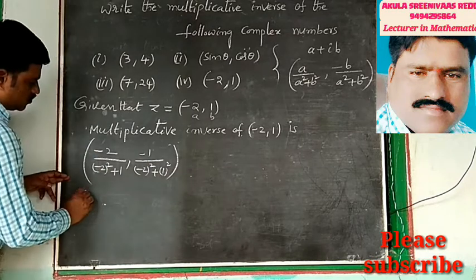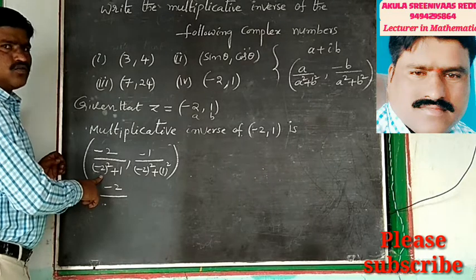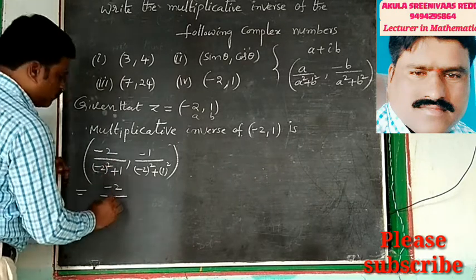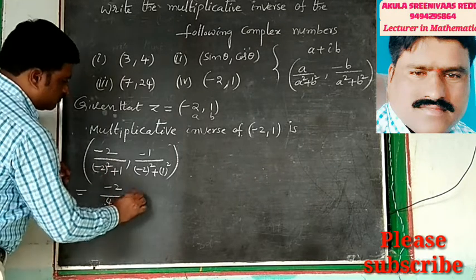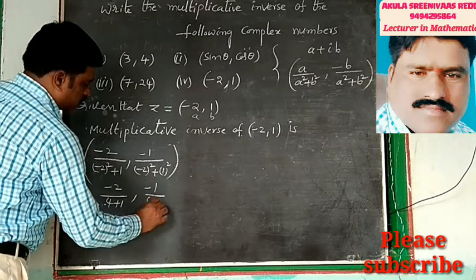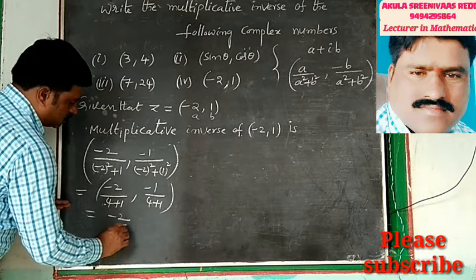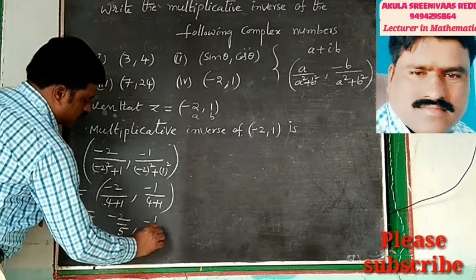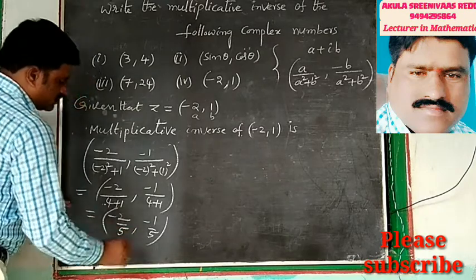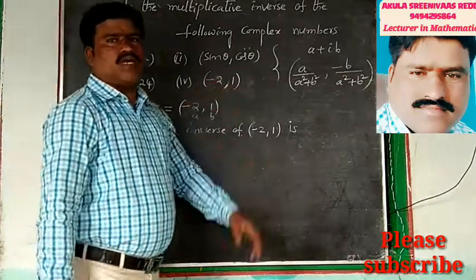That is equal to minus 2 by minus 2 into minus 2, minus into minus plus, 2 into 2, 4. 4 plus 1. Minus 1 by, this is also the same value, 4 plus 1. That is equal to minus 2 by 5, comma, minus 1 by 5. This is the multiplicative inverse of minus 2 comma 1.